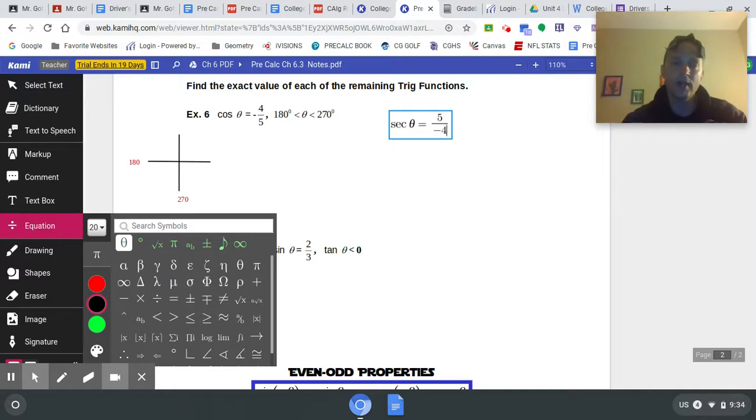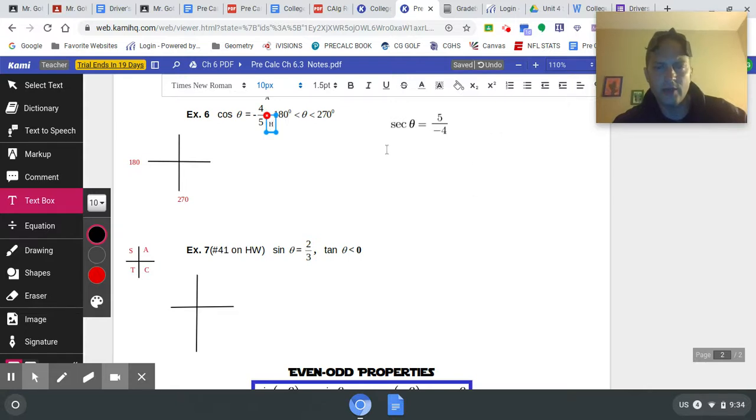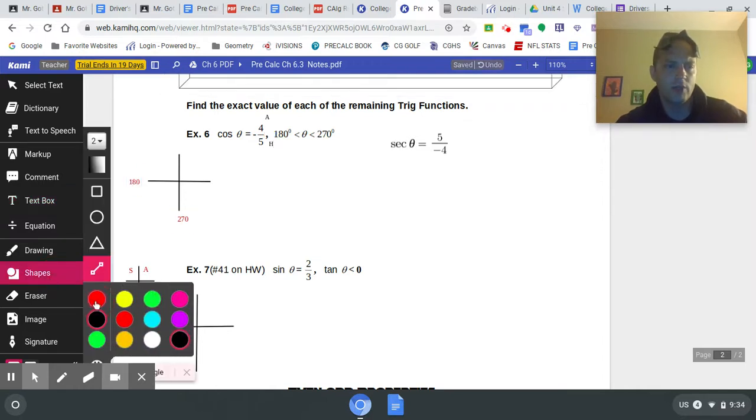So if I know A and H, and I'll mark this up here, I know A, and this guy right here is H. So I can do secant, H over A. Now, they told me cosine is negative, so we know we're on the left-hand side where the adjacent leg's negative. And it also tells me what quadrant we're in. It tells us we're between the angle 180 and 270. And I went ahead and drew that for us here. Here's 180, here's 270. So I'm going to go ahead and draw my initial side.